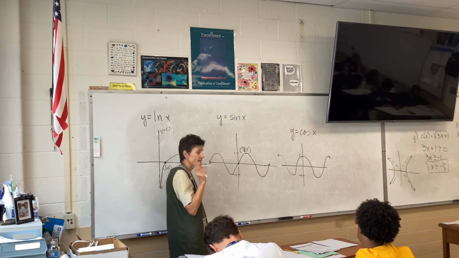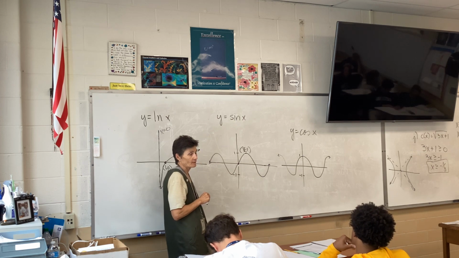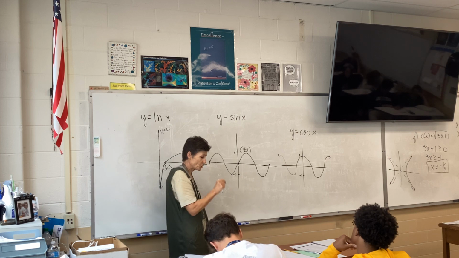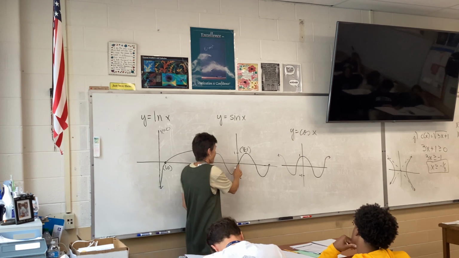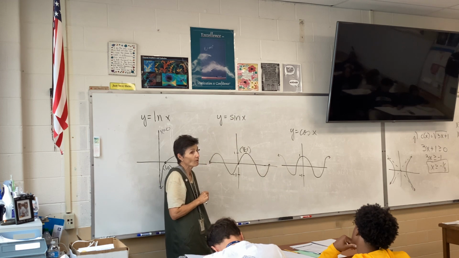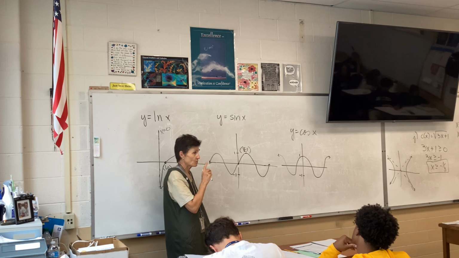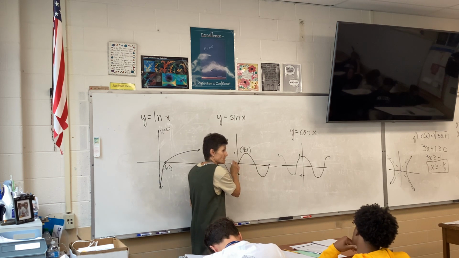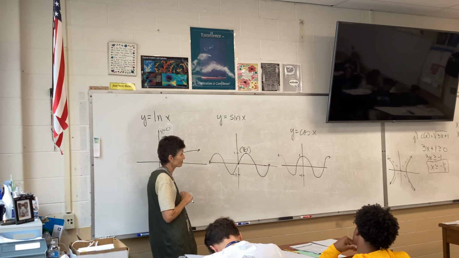As goofy as it sounds, as a good Catholic girl, original sin. Sine goes through the origin. That's how I remember it. Now, there are mathematical reasons for it going through the origin, but in terms of just a quick sketch, which of these is a sine curve? This one is, because it goes through the origin.